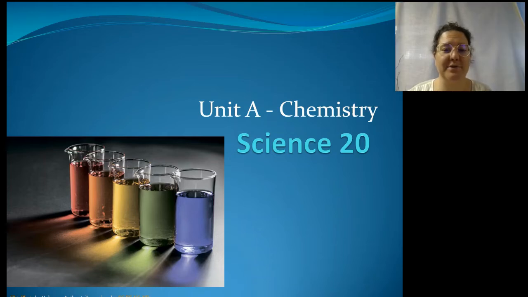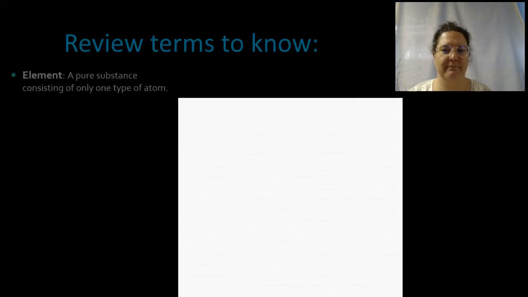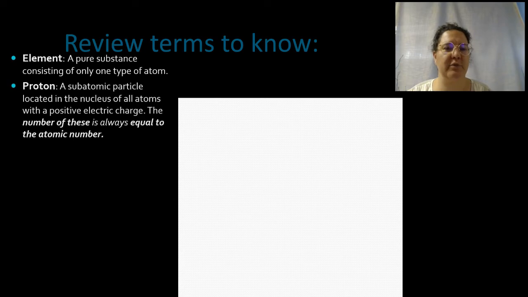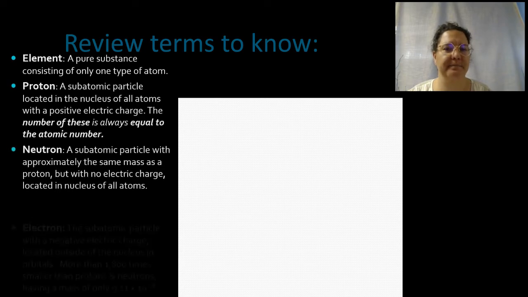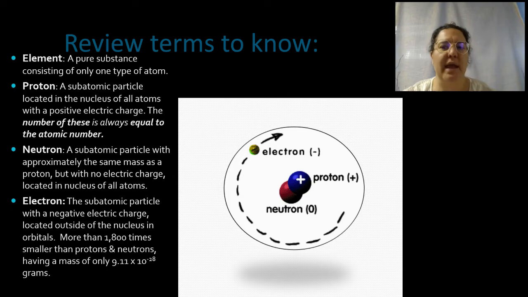Hi, and welcome to our lesson on the structure of matter and atomic bonding. So here are some terms that we should remember from Science 10. And the first one is element. So the element is a pure substance consisting of only one type of atom.